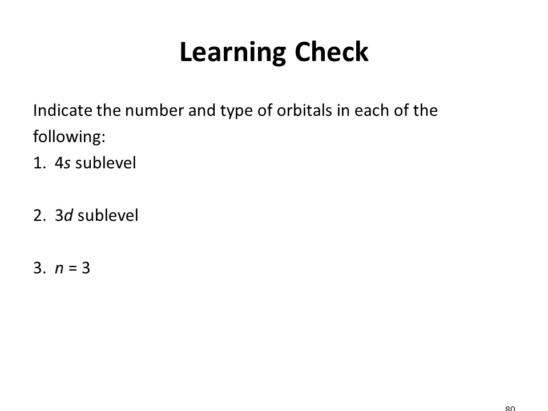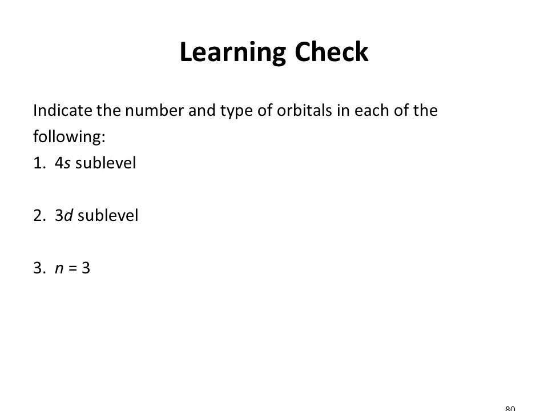And so here it's asking us to indicate the number and type of orbital in each of the following. Here we have the 4s sublevel. If we're on the 4s sublevel, that means we have a 4s orbital, and the s orbital can have 2 electrons. For the 3d sublevel, we would find the 3d orbitals. There are five 3d orbitals. Each one can hold 2 electrons, so they can hold a maximum of 10 electrons.